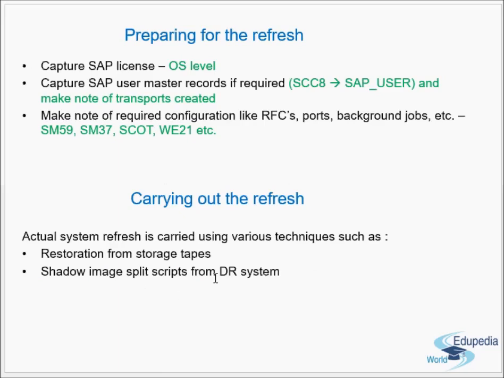Later in different videos, I'll explain more about how restoration is carried out from the storage tapes, and even to some extent the shadow image split scripts from the DR system also. First we learn about this DR system and then I'll explain this. So don't worry. This is how you copy the database to the mirror. Whatever production database is there, either you put the backup of that on the mirror, or from the DR system of the production you copy the data. These are the different techniques to do the system copy.